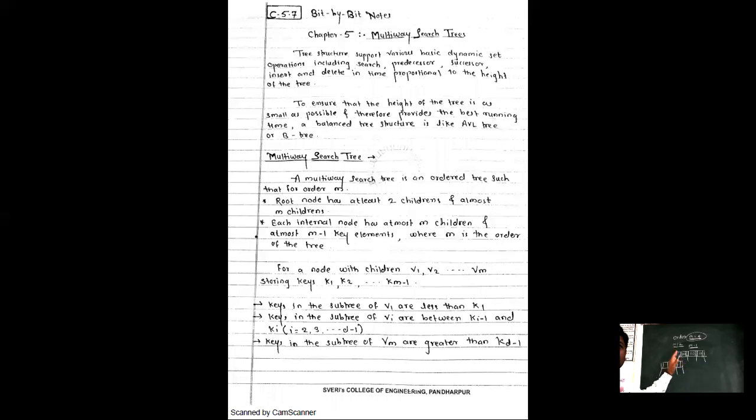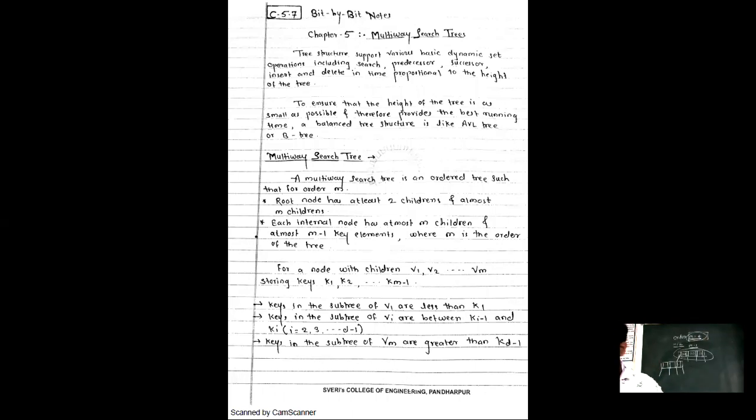Now how are we deciding the children? For 1 child we require 1 pointer. So how many pointers are we able to consider here? 1, 2, 3, 4. Now how have we decided on 4? For that purpose, the order value is given to you, right?